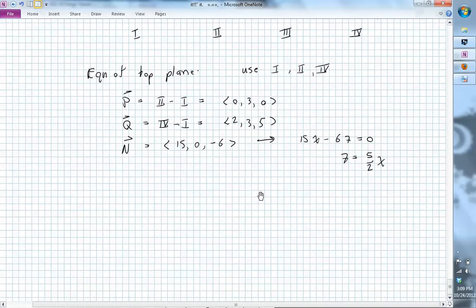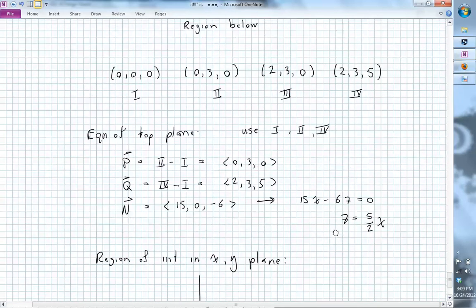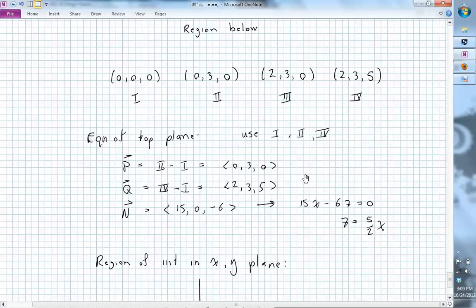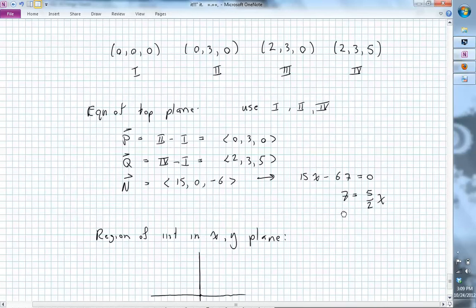Now let's look at the region. All right, the region of integration in the xy plane. So which 3 points are in the xy plane? 1, 2, and 3, right? The one where z is 0. So we need to plot 0, 0, 0, 3, and 2, 3. What was it? 0, 0, 0, 3, and 2, 3.